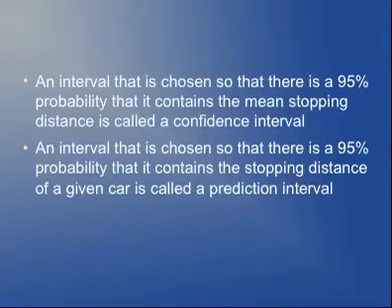Like I said, for this class, I'm going to try my hardest. When I say confidence interval for a prediction, that always means confidence interval for the mean prediction, and when I say prediction interval, that means an interval that's chosen to have 95% probability of containing the height of an individual tree or an individual car, rather than the population mean.